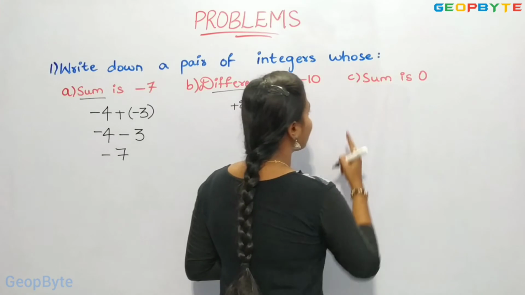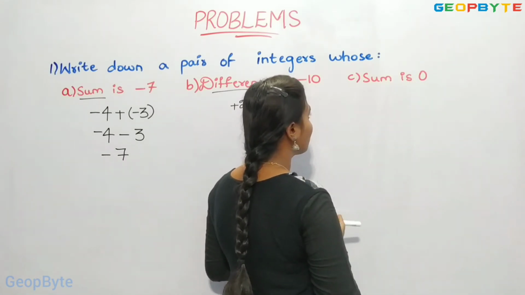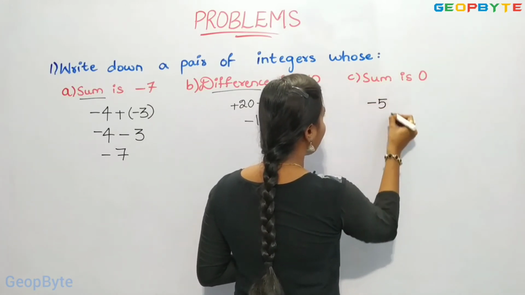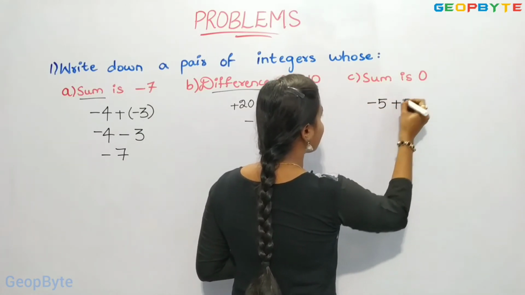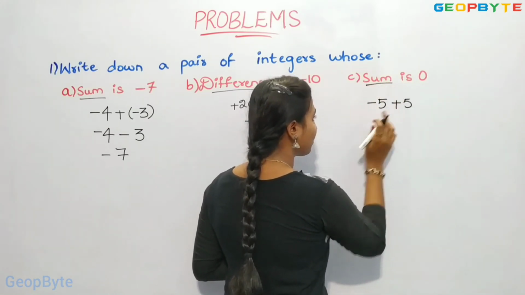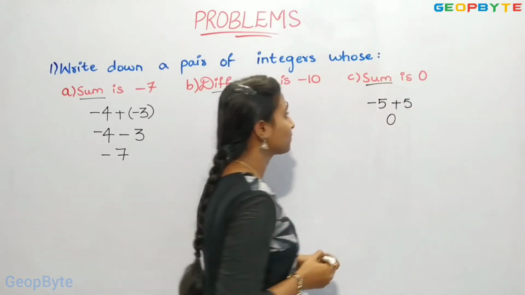Let us see the (c). We have sum is 0. Let us take minus 5 plus 5. Since they asked sum, means adding, that is plus. Minus 5 plus 5 is 0.